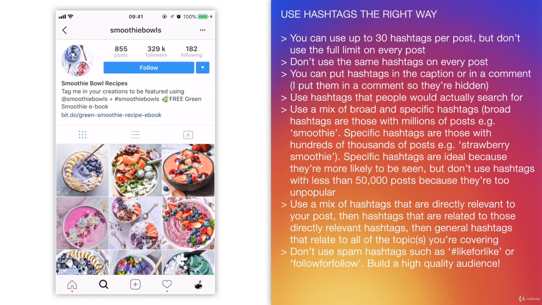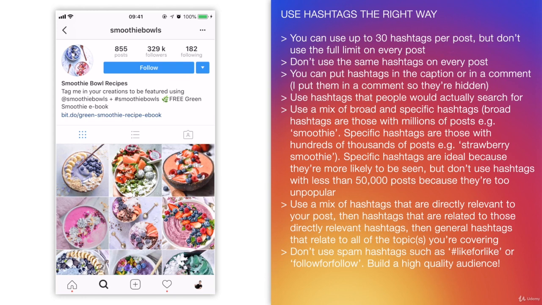So start with your actual target hashtag. So that would be smoothies, smoothie, smoothie bowls, and smoothie bowl. So they're the main words that your account is about and what your content is about. Then you can use related words that are related to smoothies, like drinks, fresh smoothies, or fruit smoothies, or pink smoothies, or red smoothies, that kind of thing.